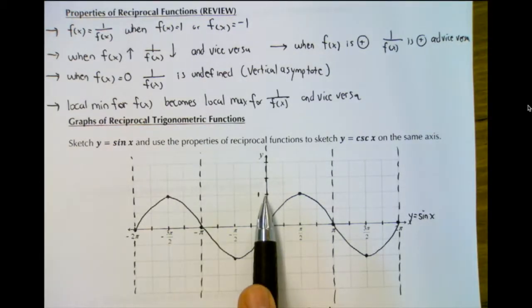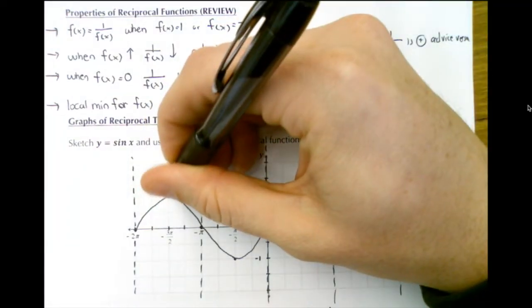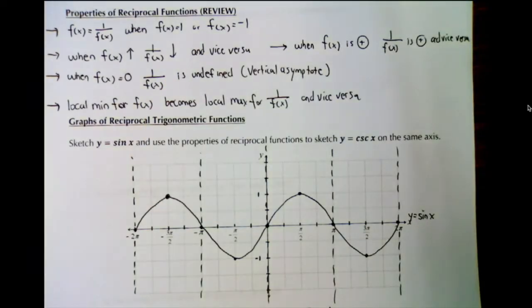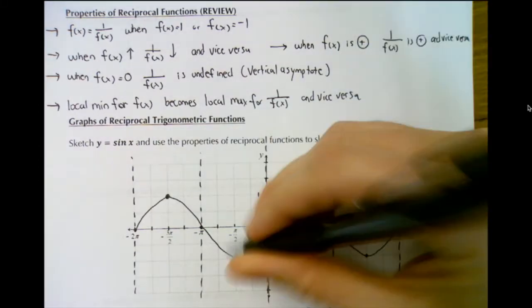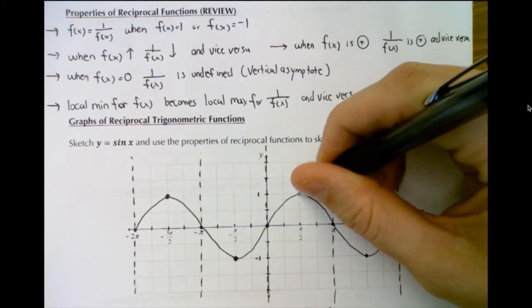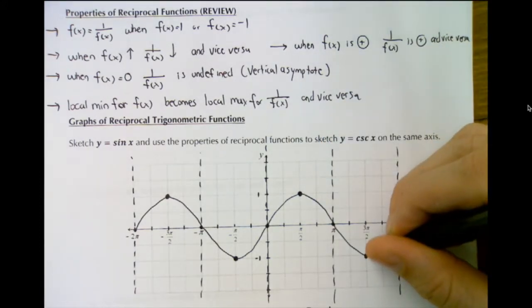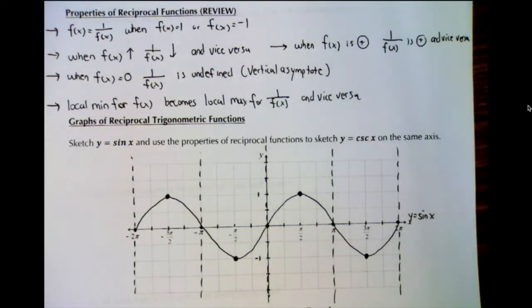The next good place to look would be the shared points at 1 and negative 1. So this point is shared between the original and the reciprocal. This point is shared between the original and the reciprocal. This point is shared, and this point is shared between the original and the reciprocal. All right, that doesn't really help us. Well, I mean, it kind of helps us, but it doesn't help us get the shape of what this function is going to look like.